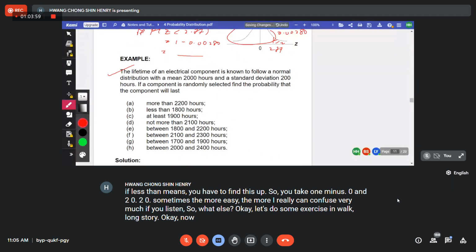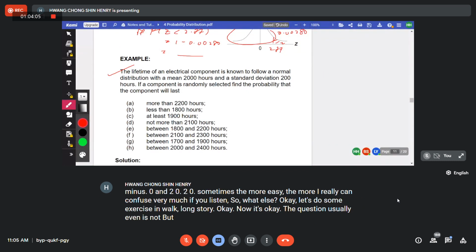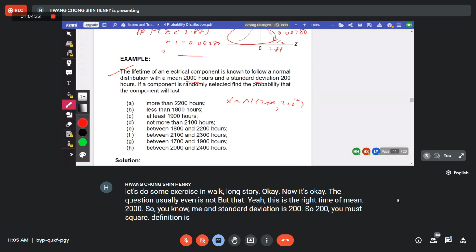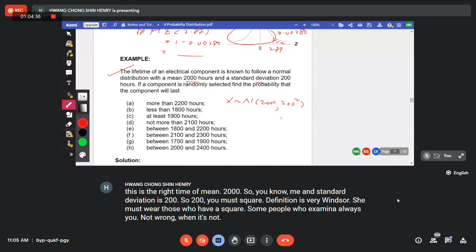Okay, now listen carefully. The question usually given is non-standard. How do we know it's non-standard? See, this is the lifetime of an electrical component. Mean 2000. So you write down mean, and standard deviation is 200. So 200 you must put square. The definition is variance, sigma square, so 200 square. Some people they don't put square. Examiner will mark wrong, minus mark.